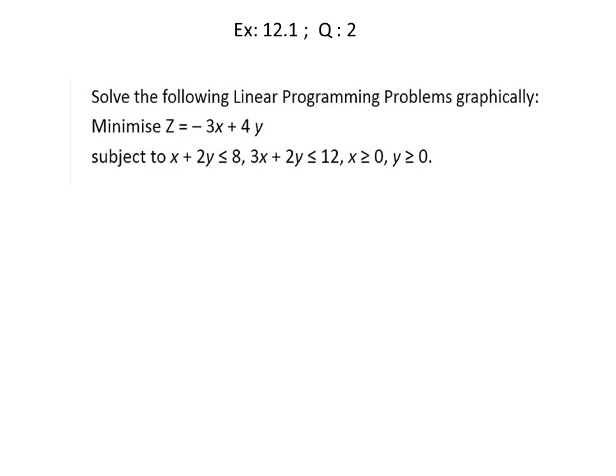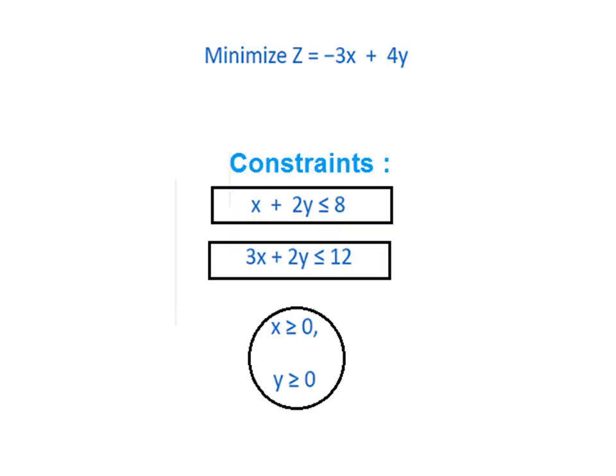Solve the following linear programming problem graphically: minimize z = -3x + 4y subject to x + 2y ≤ 8, 3x + 2y ≤ 12, x and y greater than or equal to 0. So let us have a look at the solution.